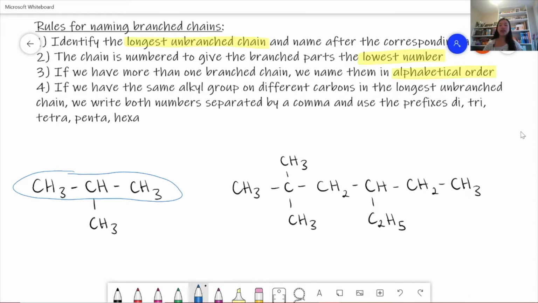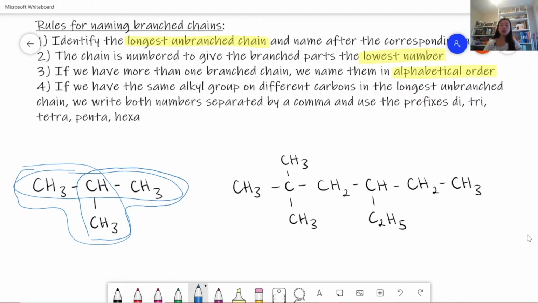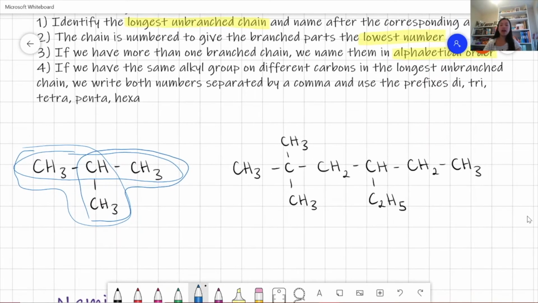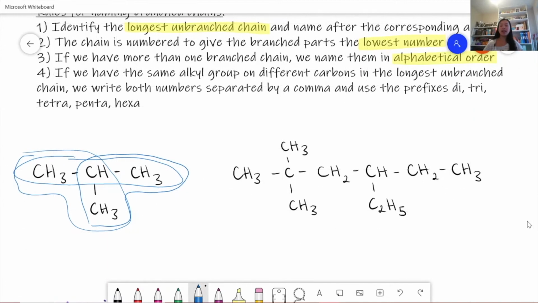Or you could have this L-shaped one or this L-shaped one, because it turns out that they're all actually the same length. And so it doesn't really matter. We know no matter what that this is definitely something propane. So we can write that in. We've got a propane here. And then we have a look at the branched bit.